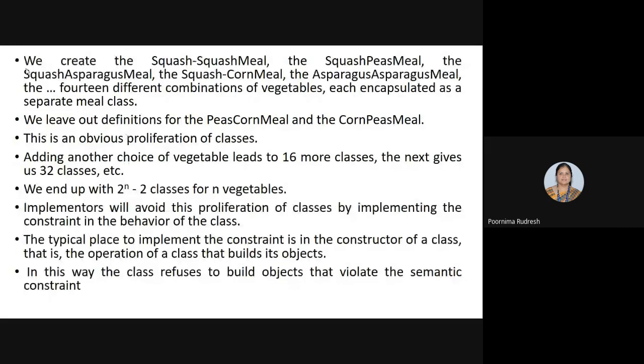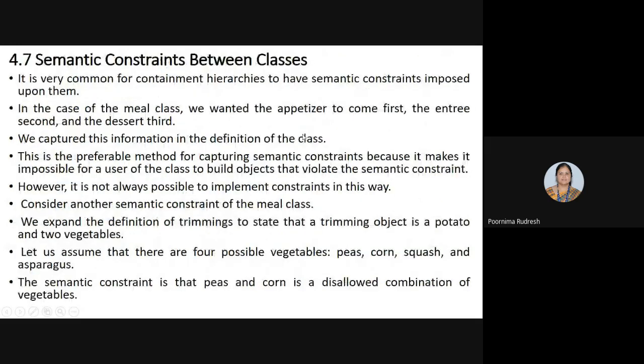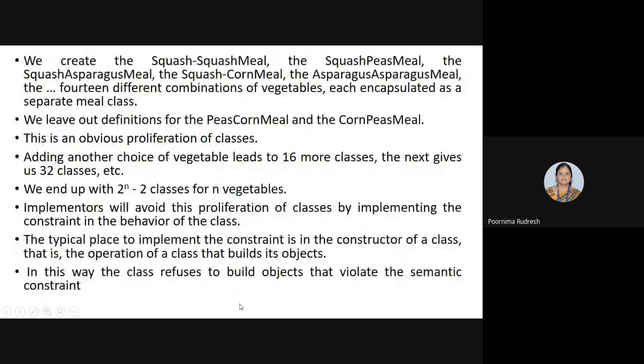right? So here we are leaving these two definitions, that is peas corn meal and corn peas meal. We are avoiding this. Why? Because that semantic constraint is given, right? The semantic constraint is that peas and corn is a dissolved combination. Hence, we are leaving out only these two definitions or these two combinations, and the remaining classes we are going to create. And when we go on creating the classes, this is a perfect example for the proliferation of classes.